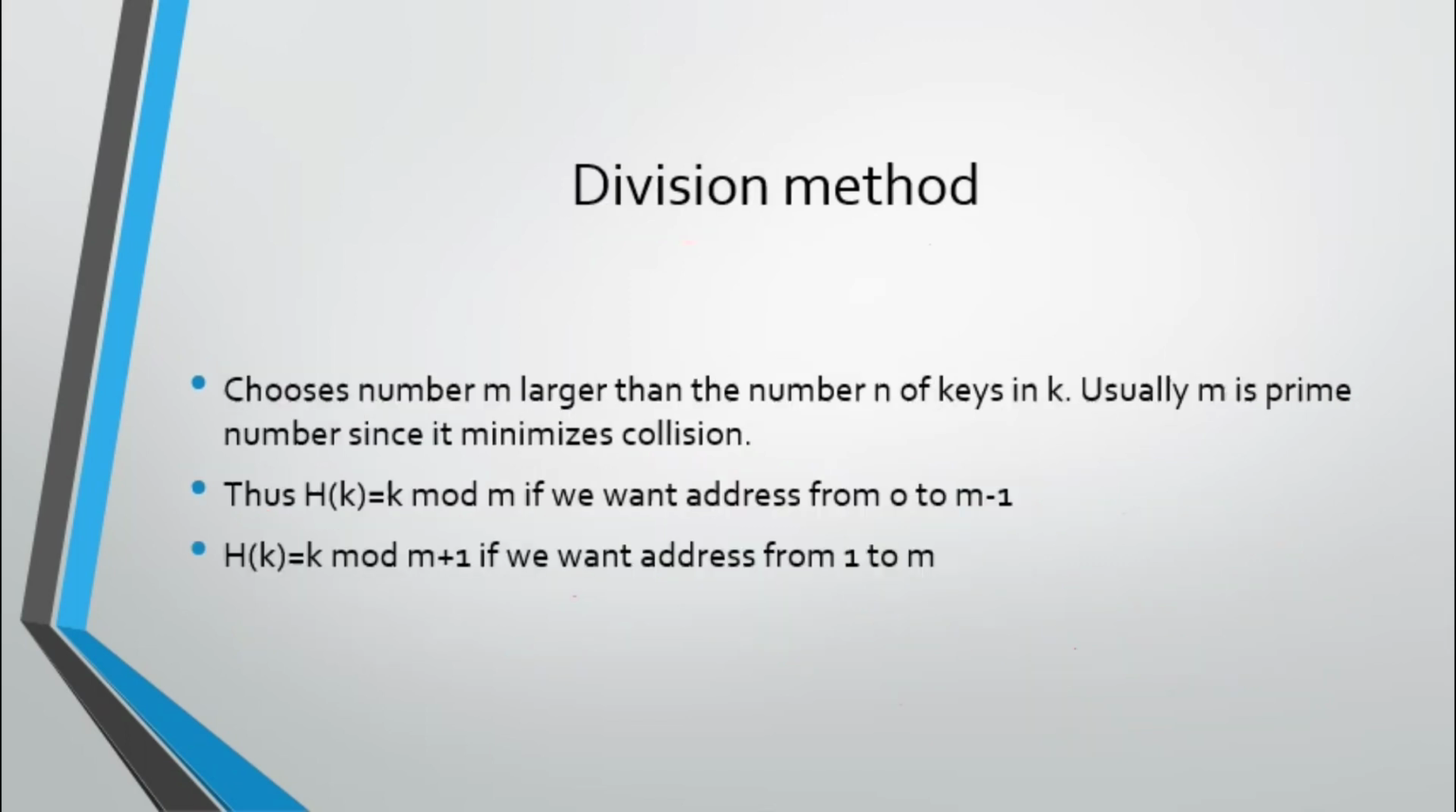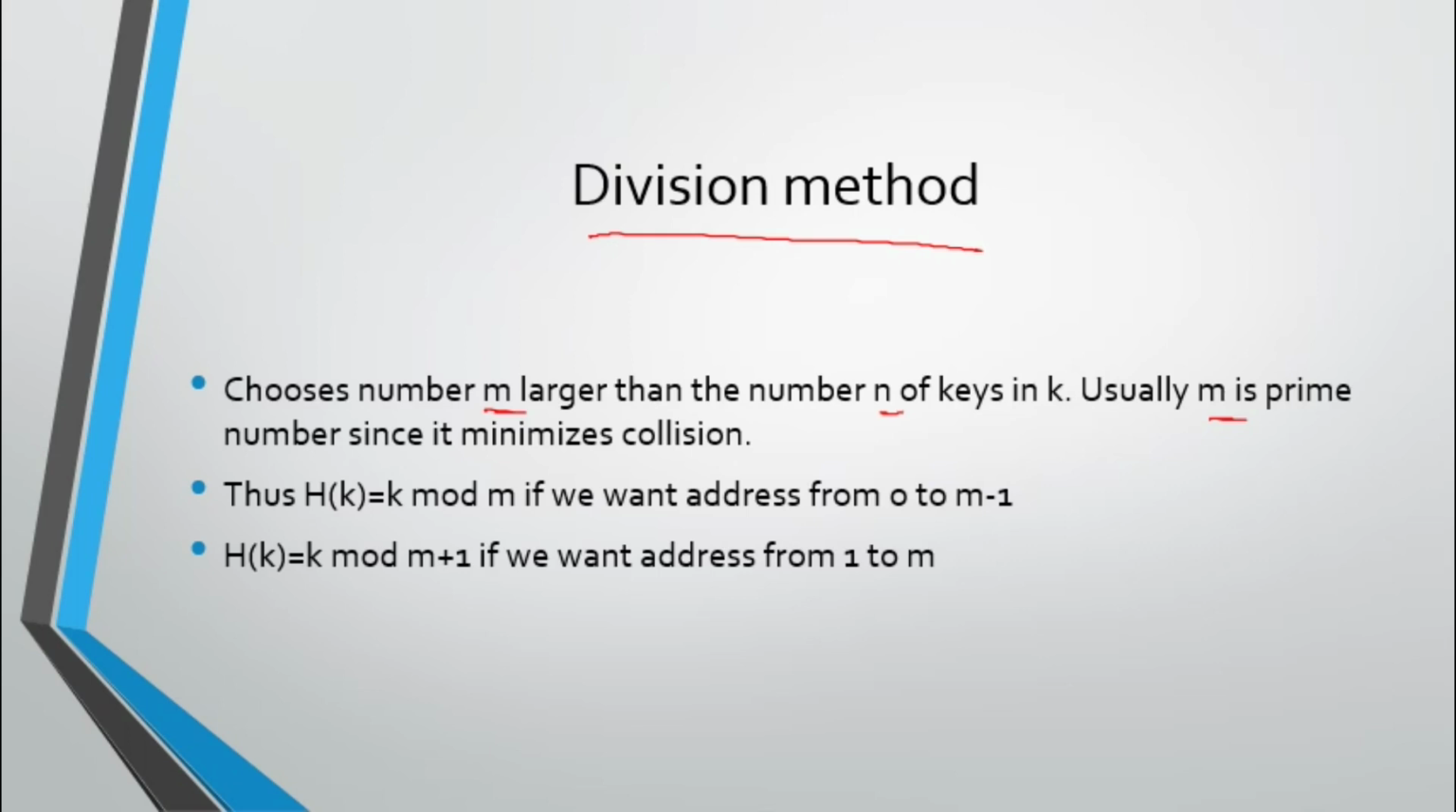So what is this division method? Here the division method chooses a number m. m is a number larger than the number n of keys in k. Usually m is prime since it minimizes collisions. Let us understand what this n and m are. In the next slide, we have the example for the division method.